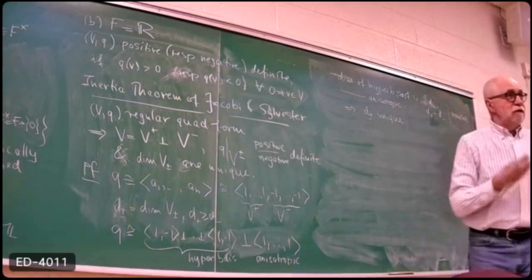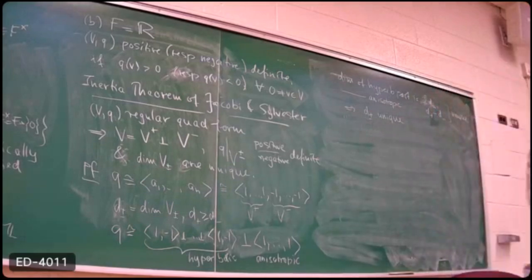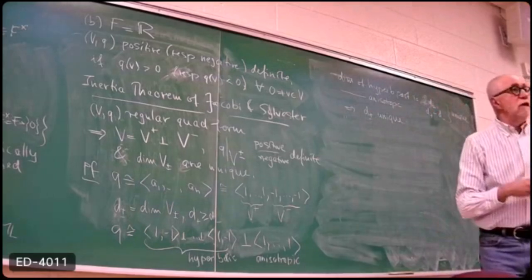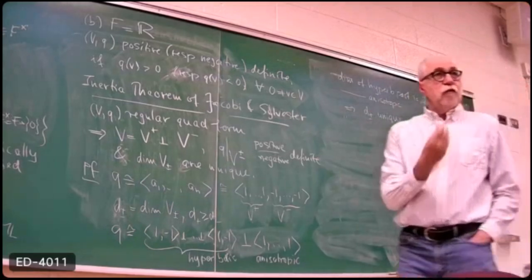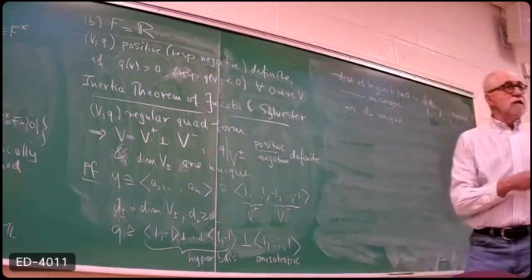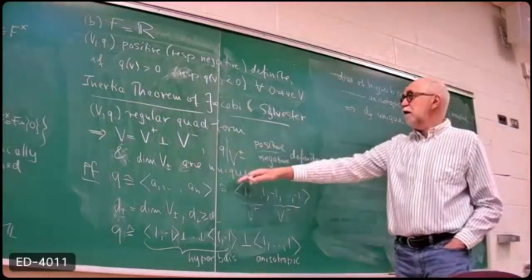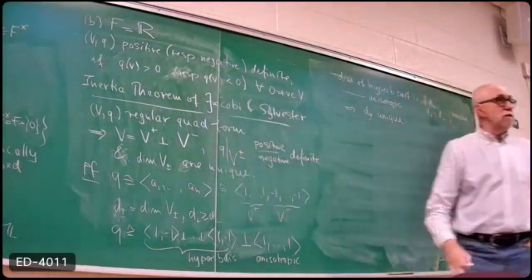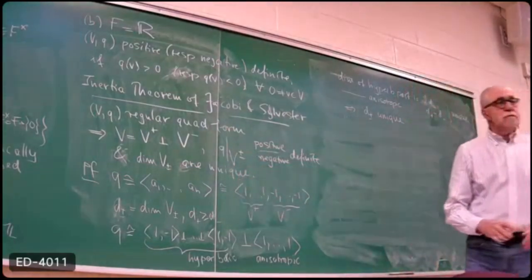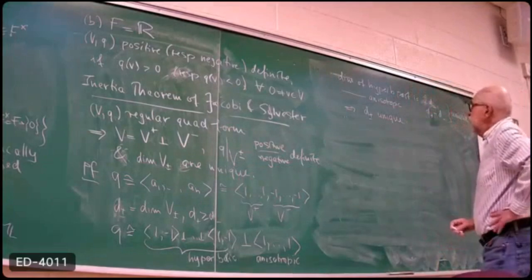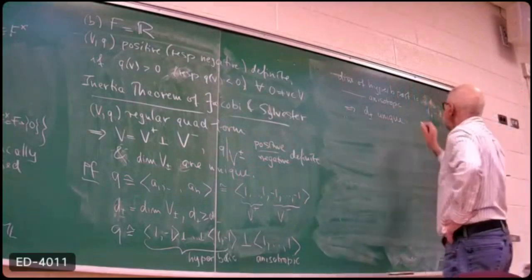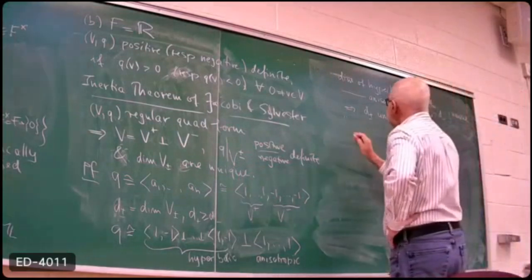So, therefore, what I have is that any quadratic form over the reals follows the statement of the Jacobi-Sylvester theorem. Now, end of.